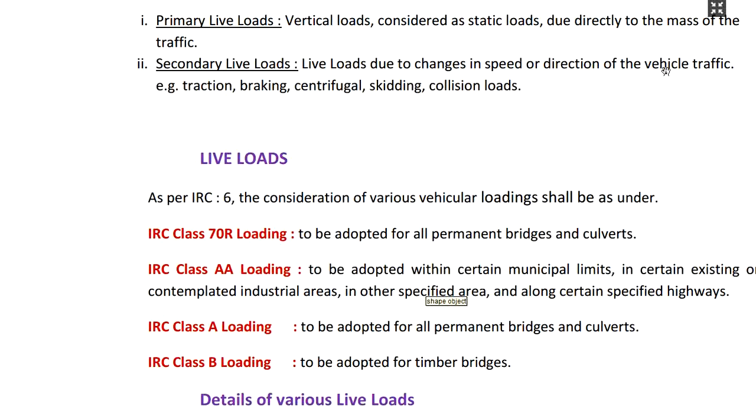So we are going to focus on the live load. IRC 6 gives the live load considerations, and they have classified the different vehicles. First is the IRC class 70R loading. This is to be adopted for all permanent bridges and culverts. Then the IRC class AA vehicle is to be adopted within certain municipal limits.